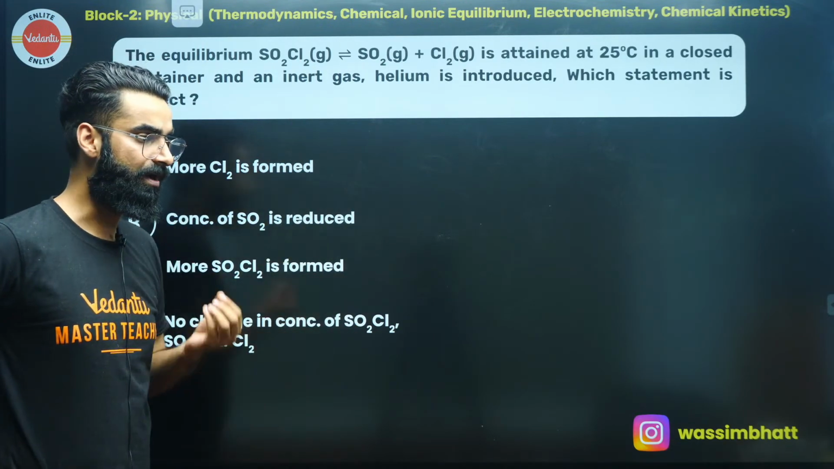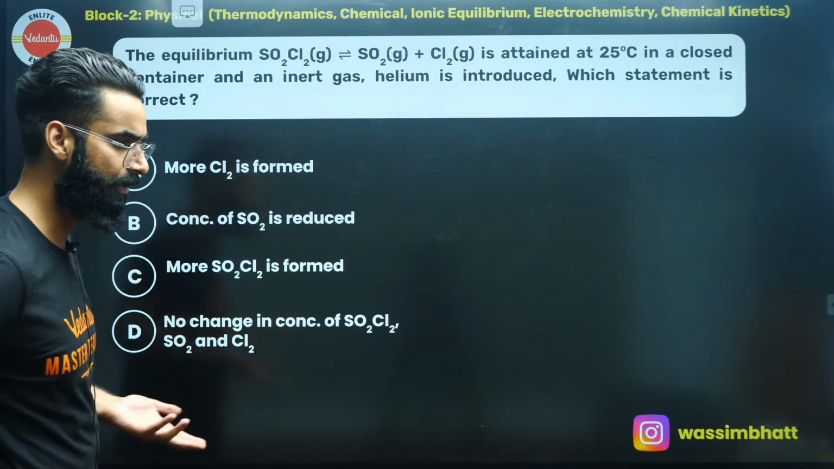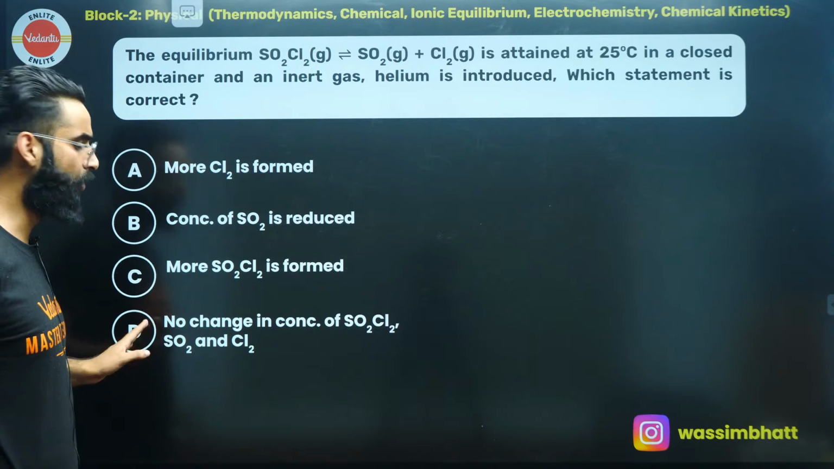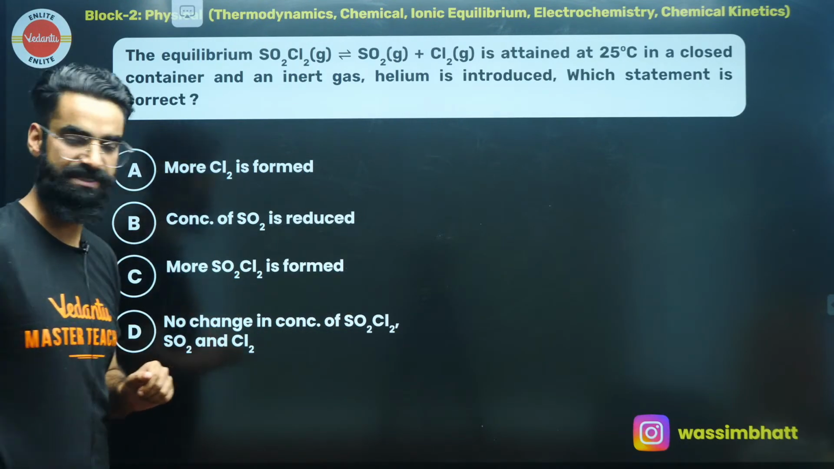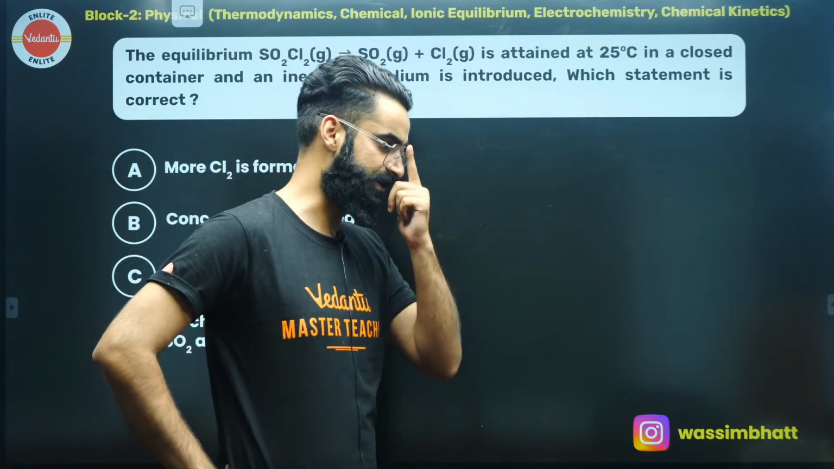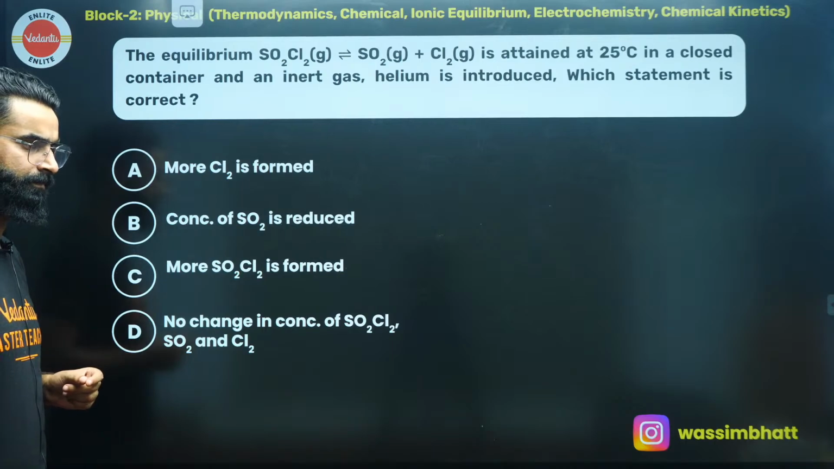And we know addition of inert gas at constant volume does not affect the equilibrium at all. So no effect, right? No change in the concentration of each. So option B is supposed to be the correct answer of this particular question as well, right? Perfect. I'm sure this is clear to everyone. Right, people?